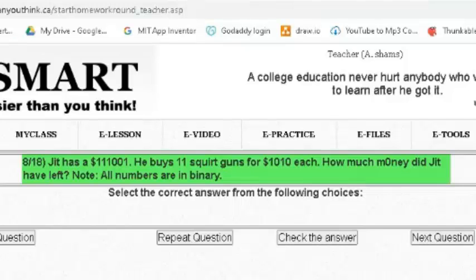Okay, go ahead. JIT has 111001 dollars. He buys 11 in binary squirt guns for 10 each. How much money did JIT have left?